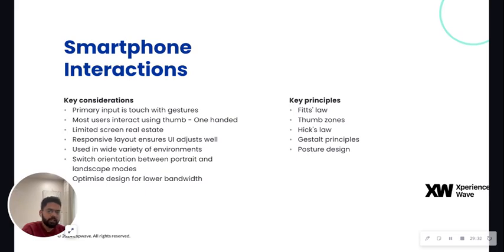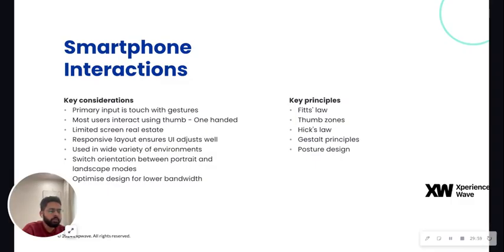So in these cases, two principles that stand out in comparison with that of the laptop interactions are thumb zones. First one, with respect to Fitts law, you should at least have a tap target of as minimum as 44 pixels by 44 pixels, because that's the amount of target that you would require to make an interaction with your finger.